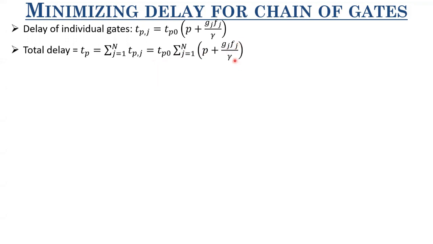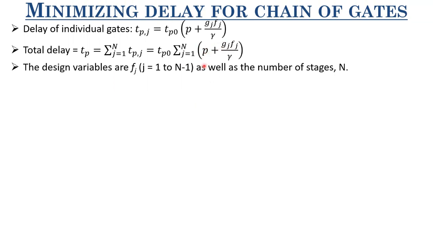Now, what are the design variables, or what is in our hands? GJ depends upon the gate, so it's constant. E also depends upon the gate, so it's constant. So what is in our hand? The design variables are these Fj, that is the electrical fan out of the individual stages, as well as the number of stages. You see how similar this is to the chain of inverters case. There we first took a particular n, found the condition for minimum TP, and from there we got the optimal value of Fj. So here also we'll do the same thing.